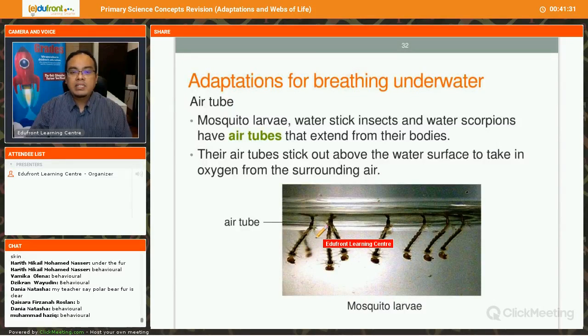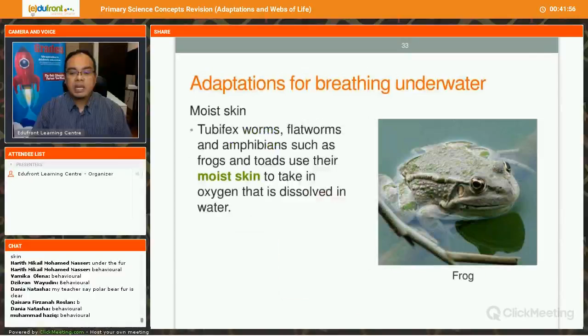Right. Now, animals have adaptations for breathing underwater. We know fish have gills, and mosquitoes have air tubes. Their bodies have air tubes which help them to breathe underwater. So mosquito larvae, water stick insects, and water scorpions have air tubes that extend from their bodies, and their air tubes stick out above the water surface to take in oxygen from the surrounding air.